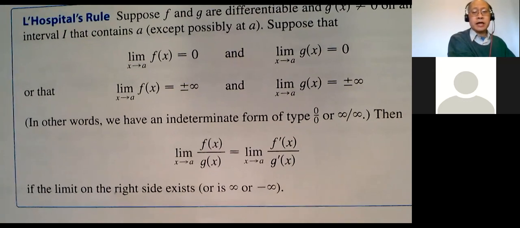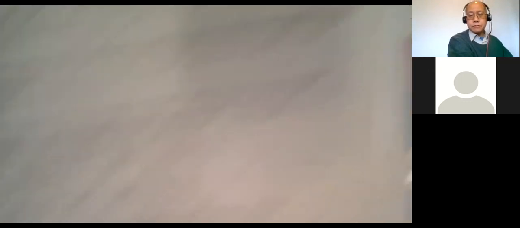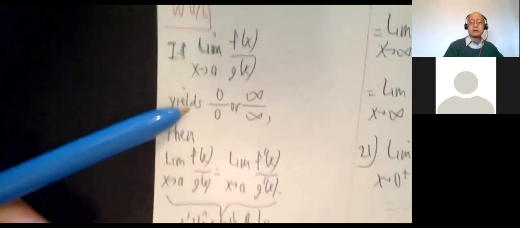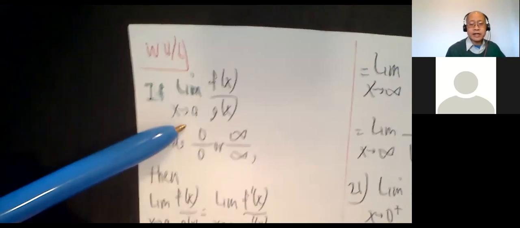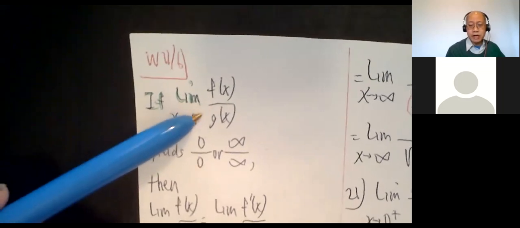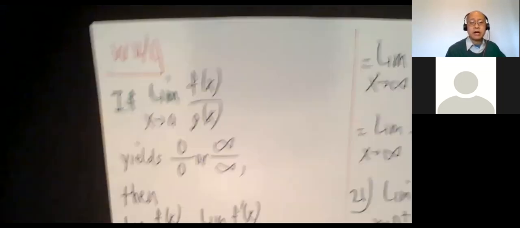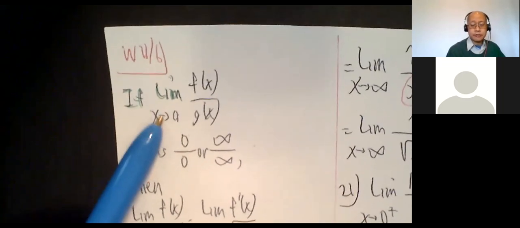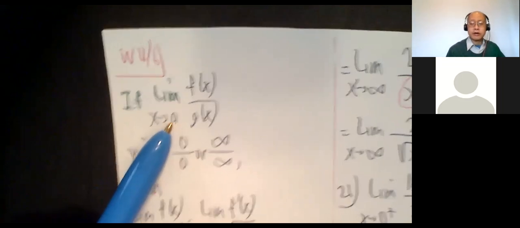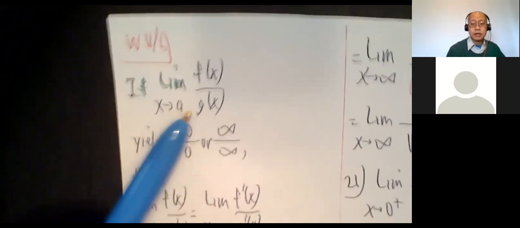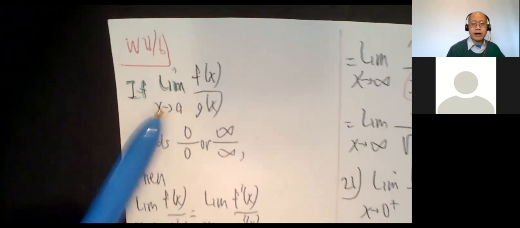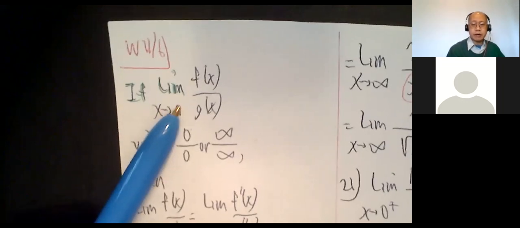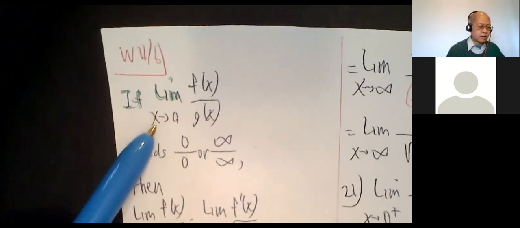Just take the derivative of the top and the derivative of the bottom. Okay. And furthermore, I put x approaches a. It also works for x approaches a from the left, so you might have a minus sign there. You could have the limit as x approaches a from the right, there'll be a plus there. You could also have the limit as x approaches either positive infinity or negative infinity, same thing. Okay, so they could have x approaches a, or x approaches a from the left, x approaches a from the right, x approaches infinity, x approaches negative infinity. Those are all fine.